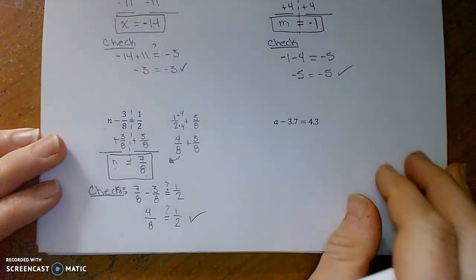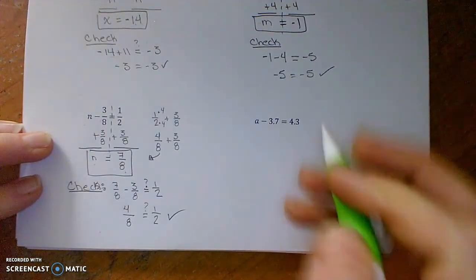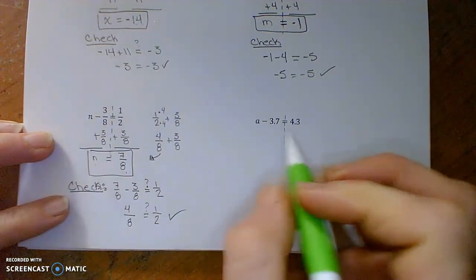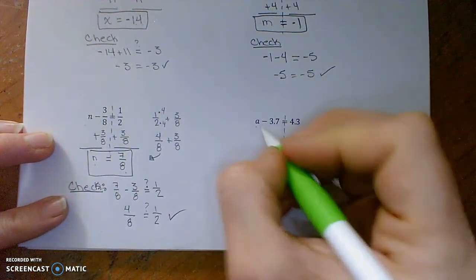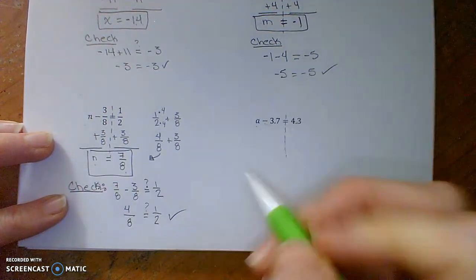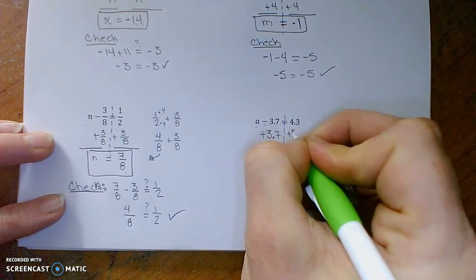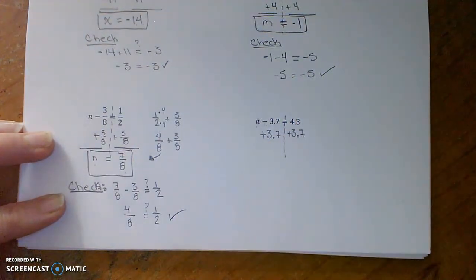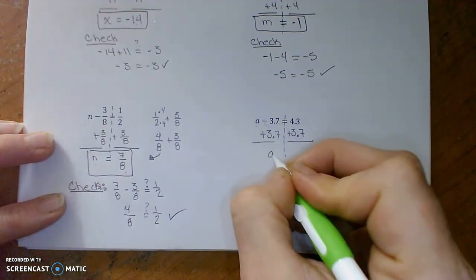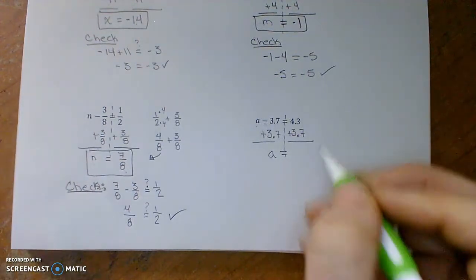This one has decimals. a minus 3.7 equals 4.3. So even though we're dealing with decimals, it's the same procedure. To get a by itself, we want to undo this operation. This is subtraction, so I'll perform addition. Plus 3.7 to both sides of this equation. What's left here is just a, and on the right hand side, let's add these two decimals together.